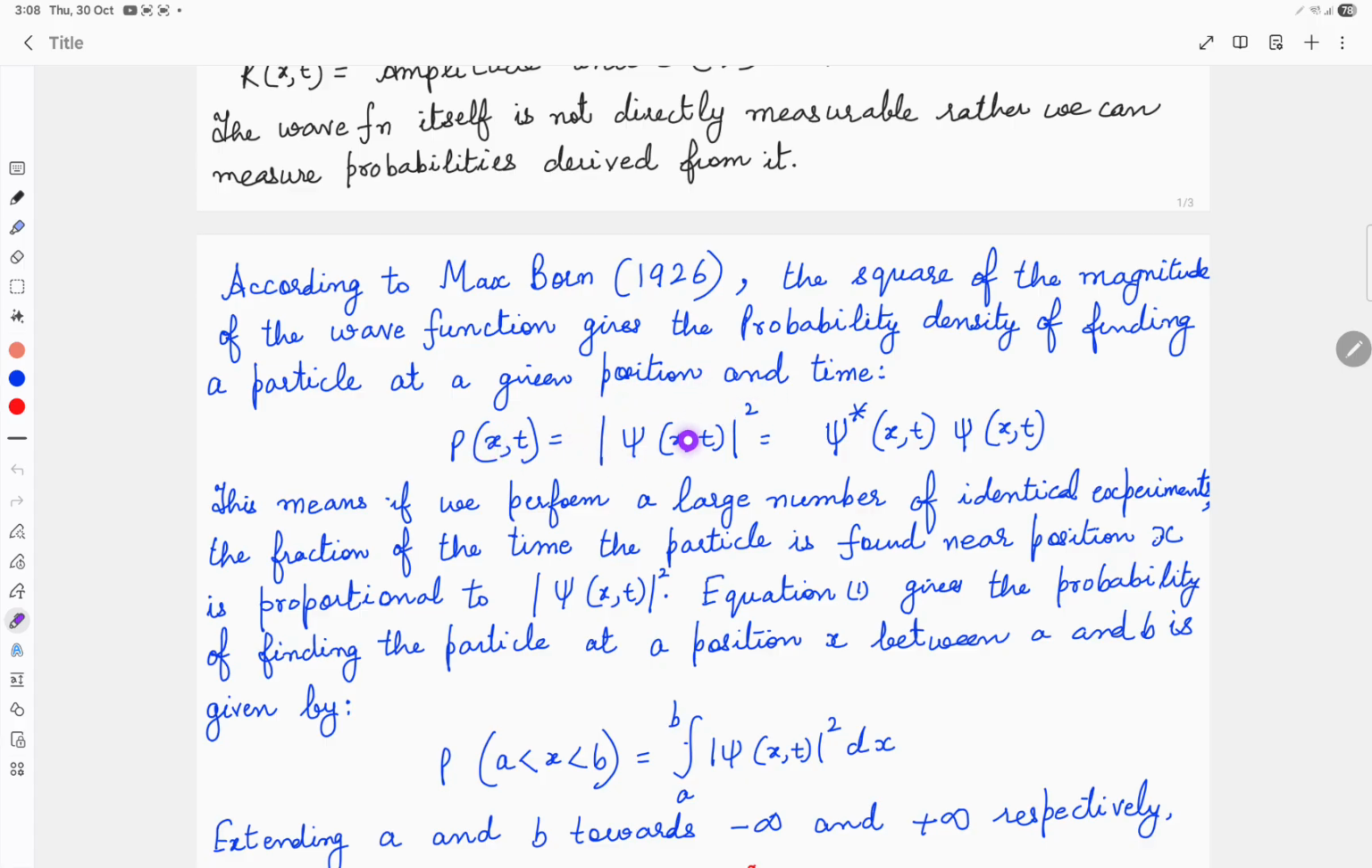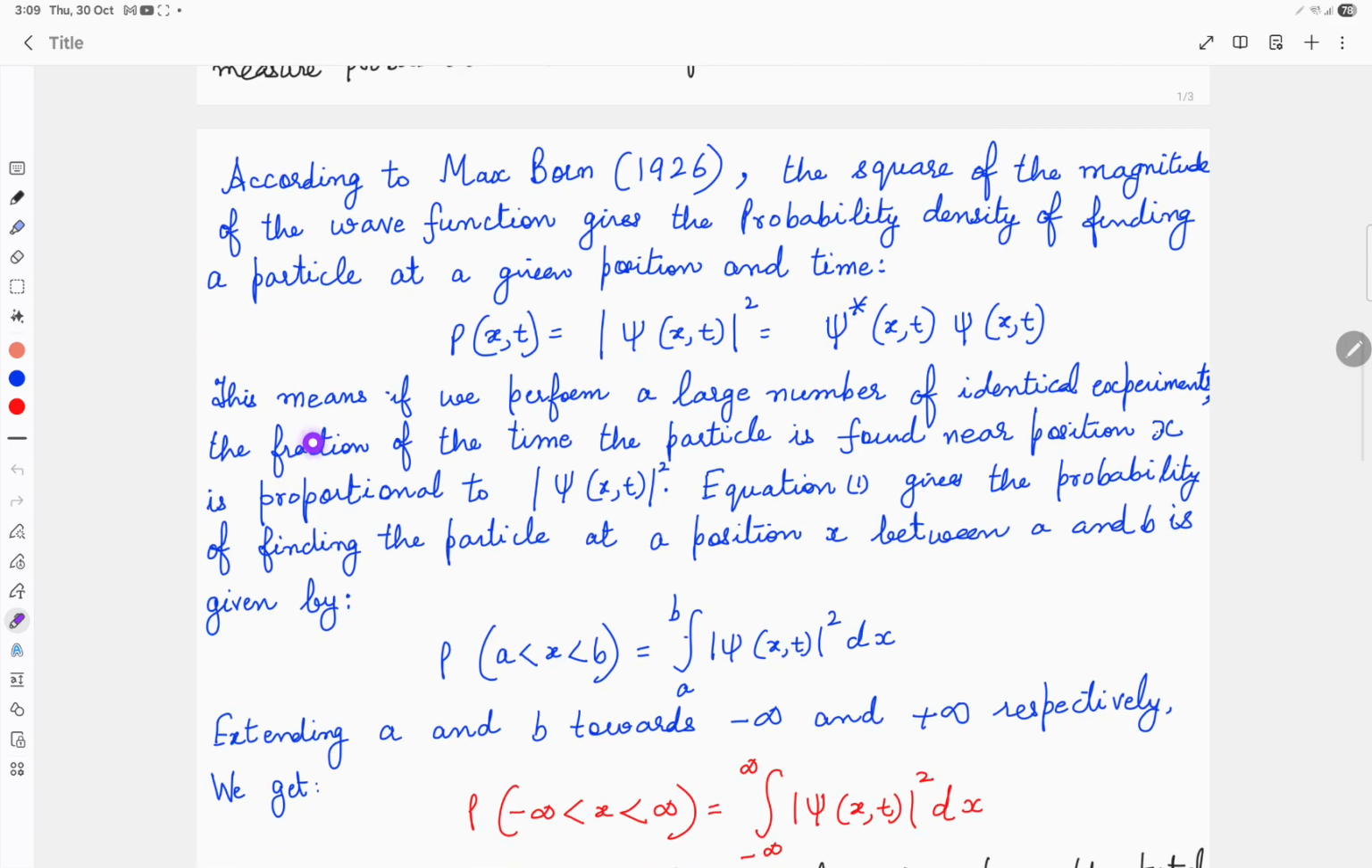This is given by the square magnitude of the wave function, and I have tried to explain this equation previously also. Because psi is a complex valued function, you take the complex conjugate, and the product of the two will give you the square magnitude. Now this means if you perform a large number of identical experiments, the fraction of the time the particle is found near position x is proportional to this wave function magnitude square.